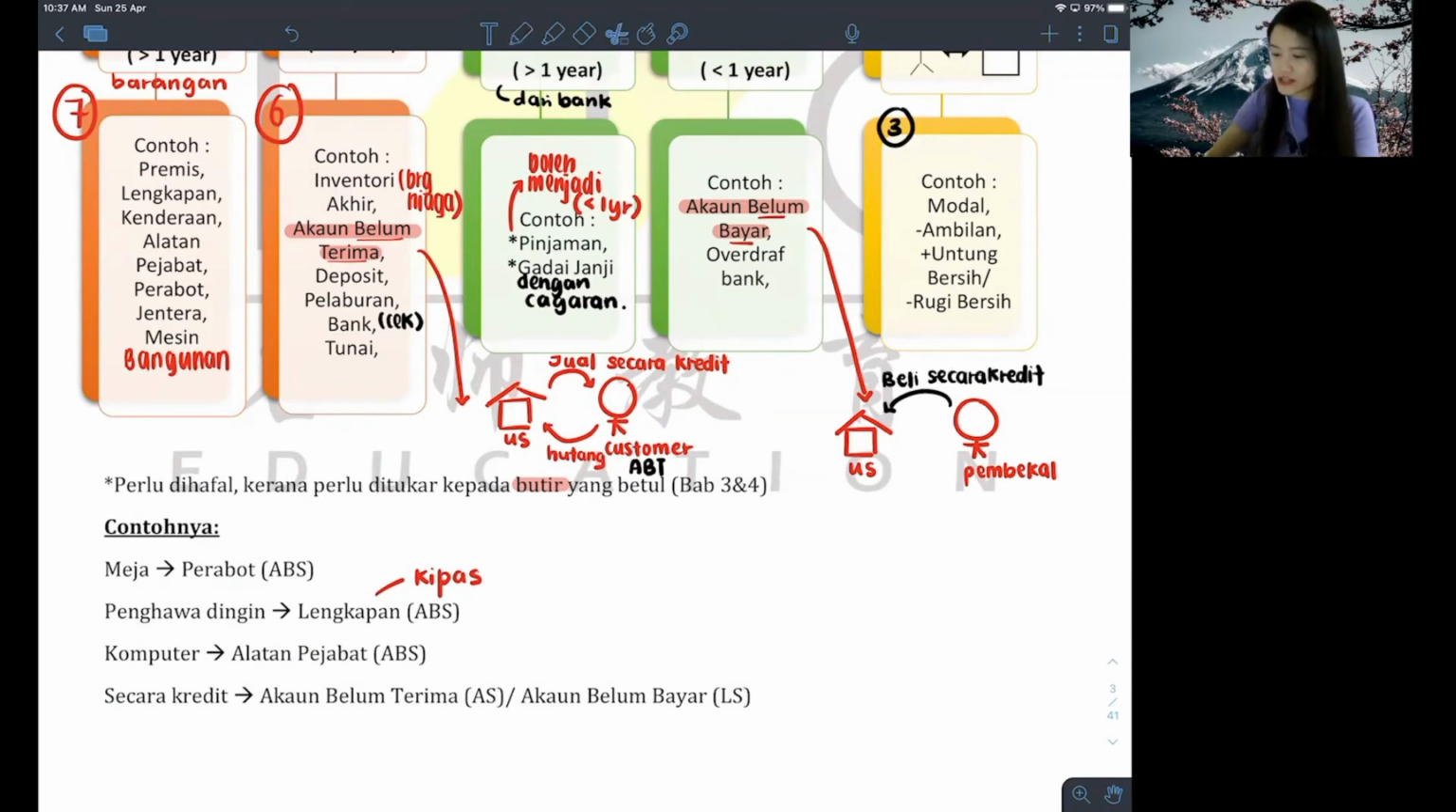So what does it mean by secara credit again? Yeah, if you say secara credit, which means that no payment was made. Okay, we were never paying yet until the specific time that they have set for me. So when I buy secara credit, what happens? I will berhutang kepada pembekal. So can you see, okay, how come just now the ABT, account belum terima, is not under L? L is hutang kepada orang luar. Is this our hutang? No, this is hutang pelanggan, which is my customer's debt.